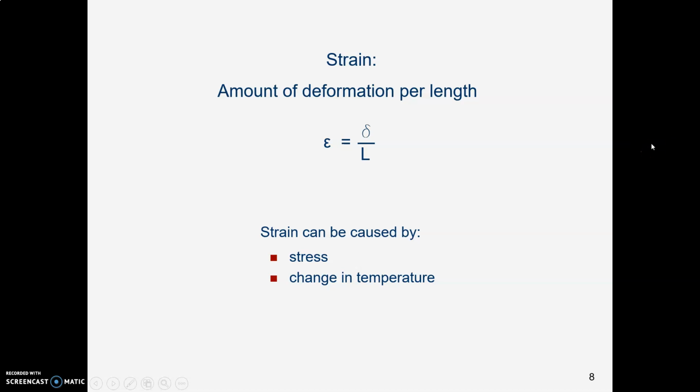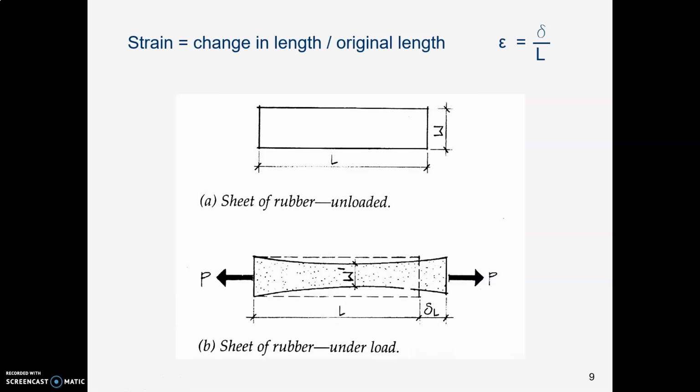And a number of things could cause strain. It could be tensile stress, making it longer. It could be compressive stress, making it shorter. It could be a change in temperature, causing it to expand or contract. So here's that formula for strain. Strain is deformation over length. And by length, we mean original length. So deformation over original length. That gives us strain.